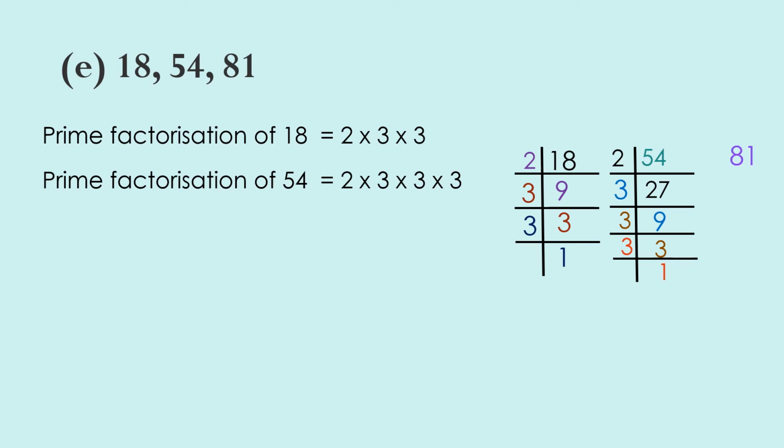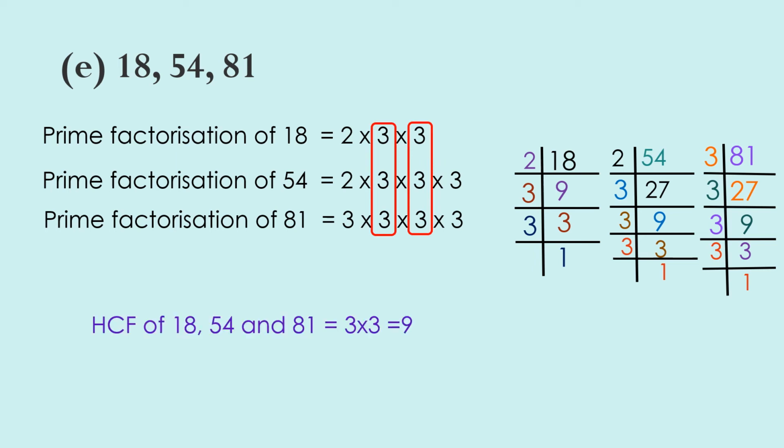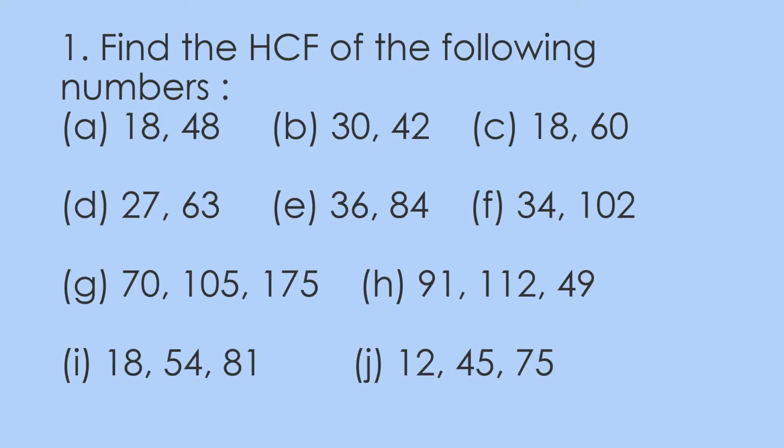Now let us write 81. So let's start from 3. 27. 3 9s are 27. 3 3s are 9. So prime factorization of 81 equal to 3 into 3 into 3 into 3. Now let's circle the common factors 3 and 3. So 3 3s are 9 is the highest common factor of 18, 54 and 81.